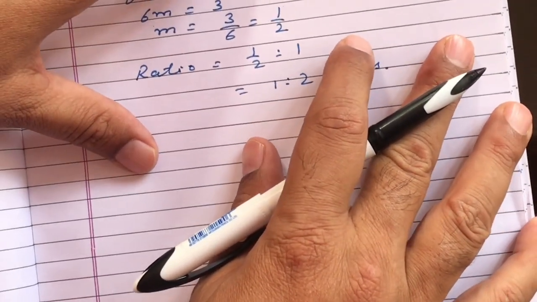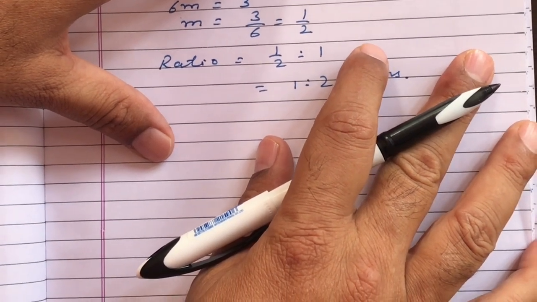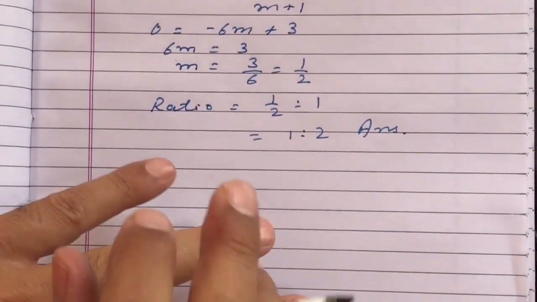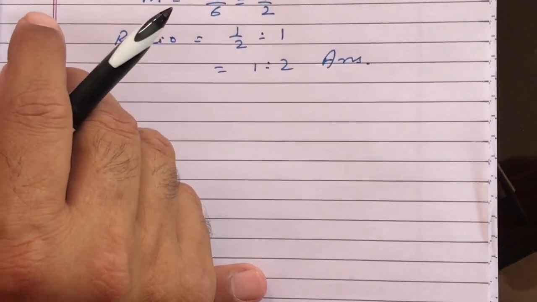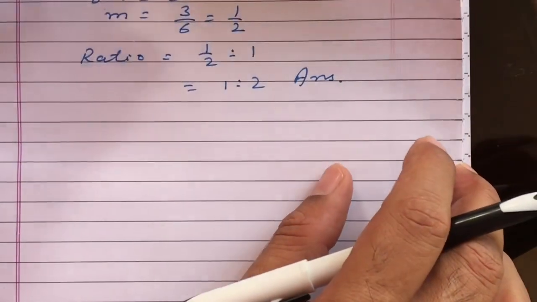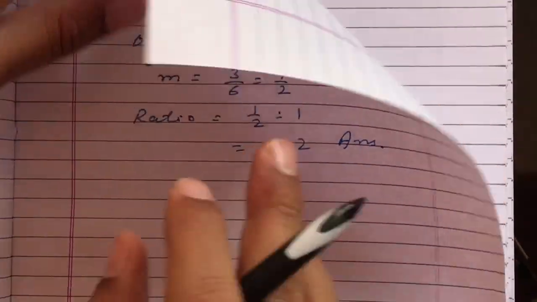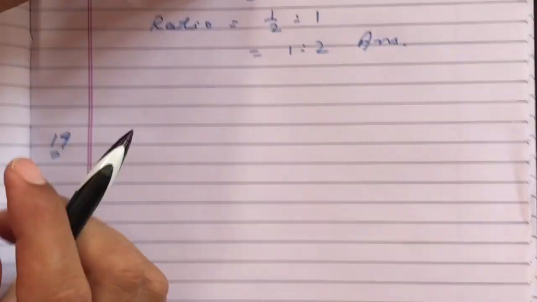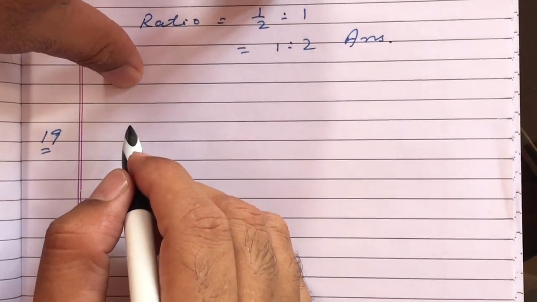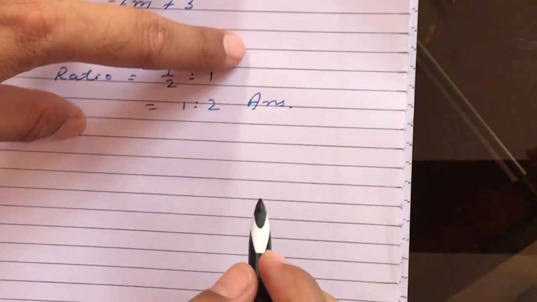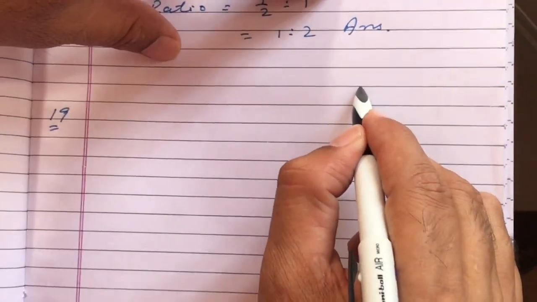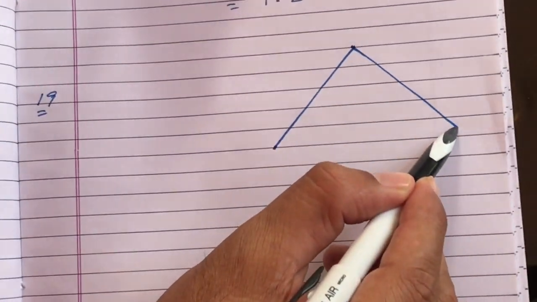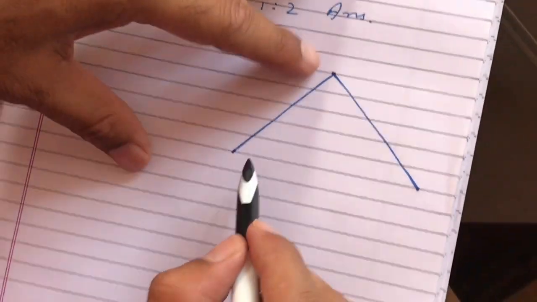Question number 18 is the same. Question number 18 is just like question number 17, only the y-axis is used and the points are changed. Then I do question number 19. I am given a triangle ABC. So I draw the triangle ABC.